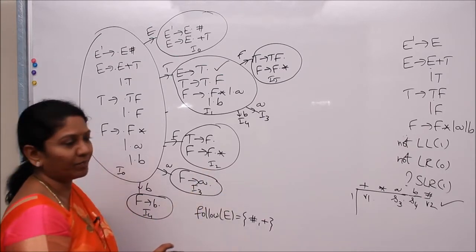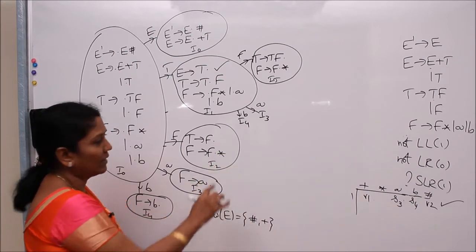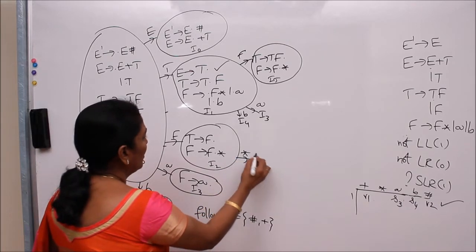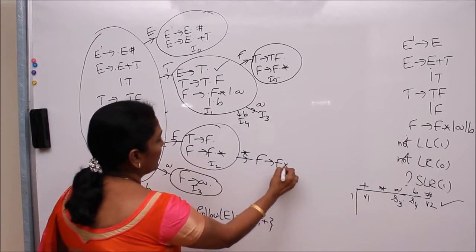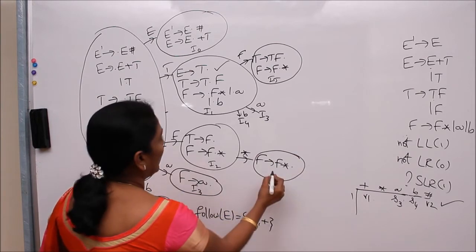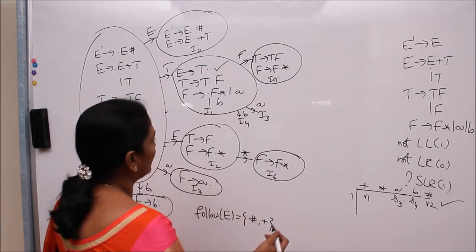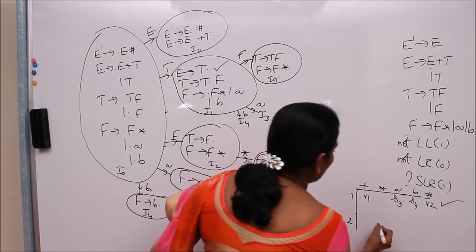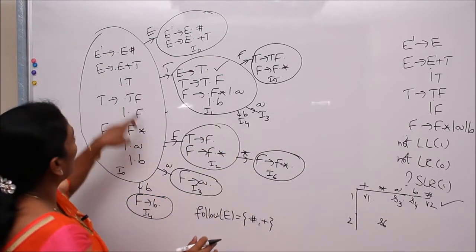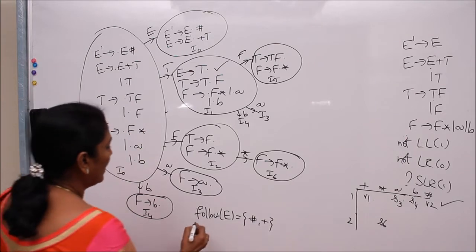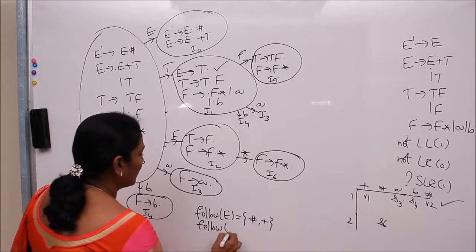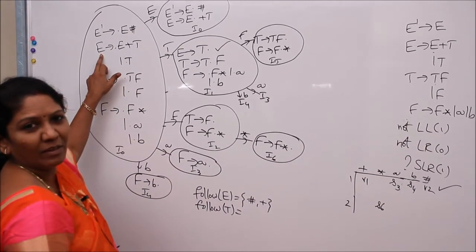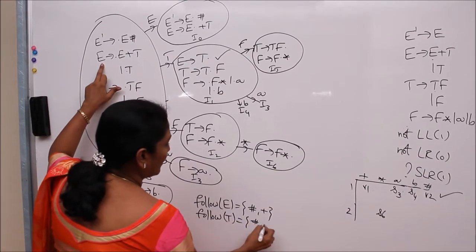Once again, if you look at I2, there is also a shift reduce conflict. Here there is a final item, here there is a non-final item. So let me see on star what we can do, F2 F star, let this be some I6. So if I go with state 2, on star it is S6, T2F is R4. Where do I put R4? Under follow of T. What is follow of T? Look at this, follow of T is follow of E. So with that add hash and plus.